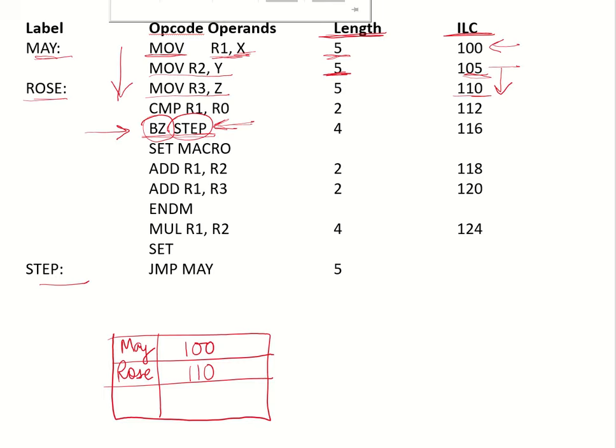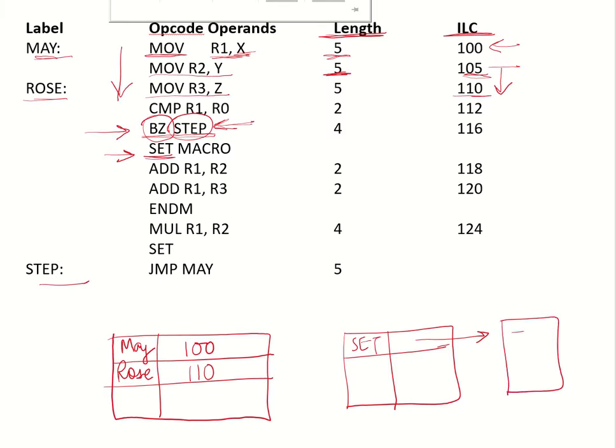As it moves down, it finds that there is a macro definition and a macro name has been specified over here, and the macro name is set. So if it creates a macro table separately, it will write the name of the macro and it will give a pointer to where the definition of the macro will be stored. So this is the definition of the macro.